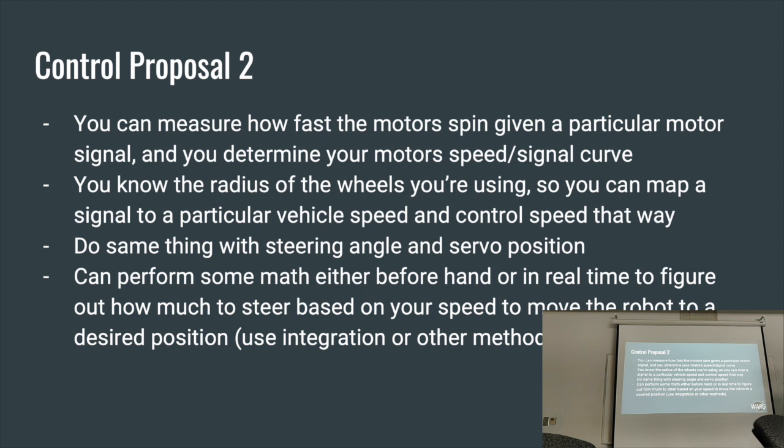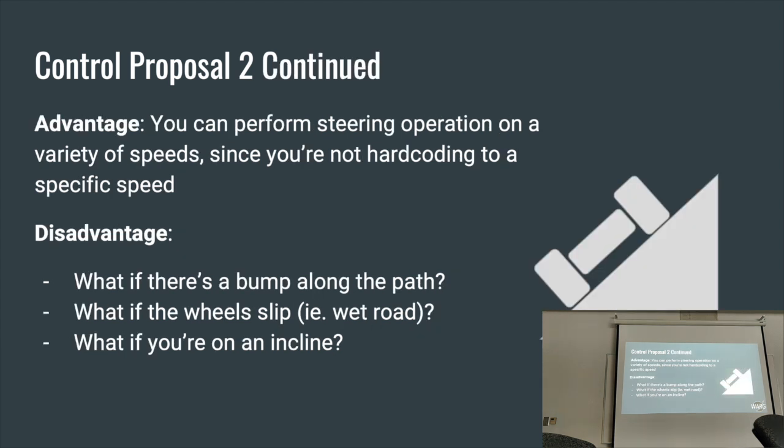So now you can increase your speed, you can increase your steering angle, you can recalculate the parameters that you have, because now you've modeled your system, right? You've modeled the relationship between the signals that you give to your system and its physical outputs. And because of that, now you have more flexibility in what you're capable of doing. So now you can do more complex maneuvers, like maybe even a 45 degree turn based on the model. So this works well as well. This is perfectly fine. And the advantage is that, as I've mentioned, you can do different steering operations, for example a variety of speeds, and you're not hard coding to a specific speed or a specific rate of turn.